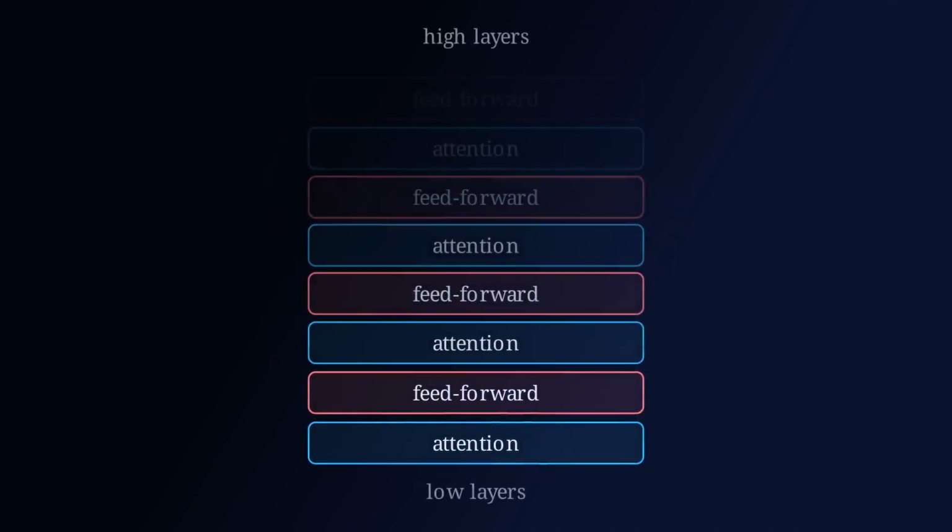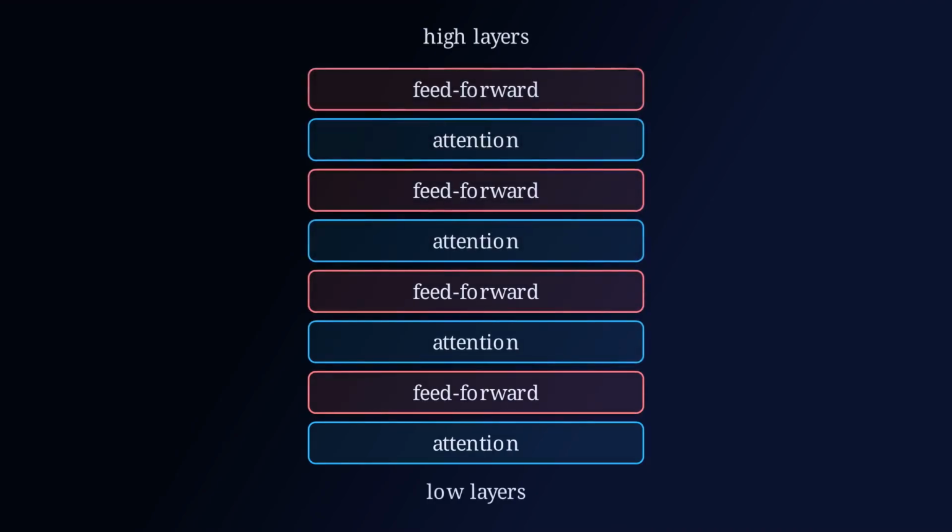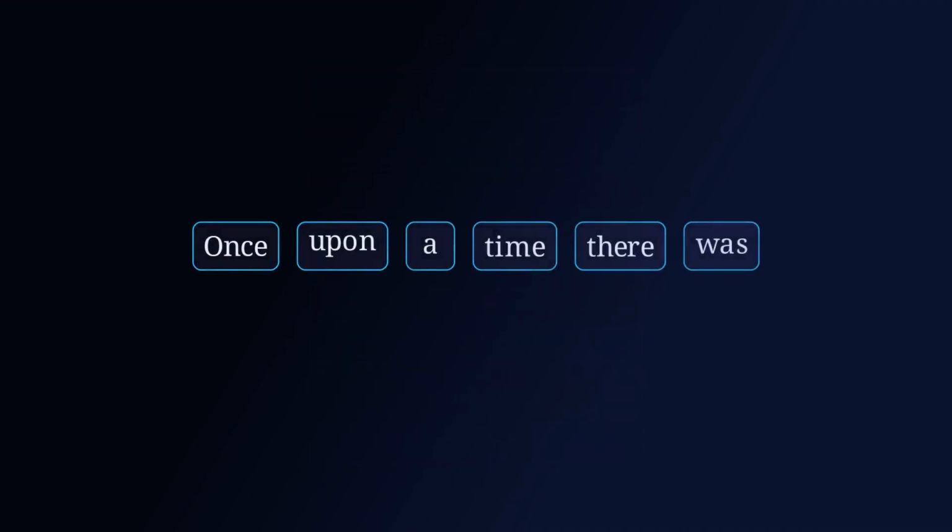Attention then feed forward, attention then feed forward. This pair repeats up the entire stack. Each pass lets meaning propagate a little further and grow a little more refined. Low layers catch surface patterns, high layers assemble genuine understanding of the sentence. One subtle but crucial rule: when predicting the next token, each position is only allowed to look backward, never forward.